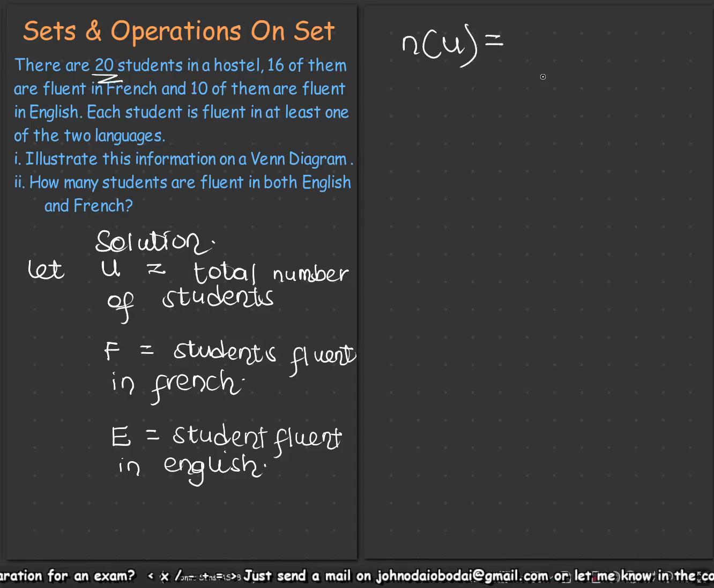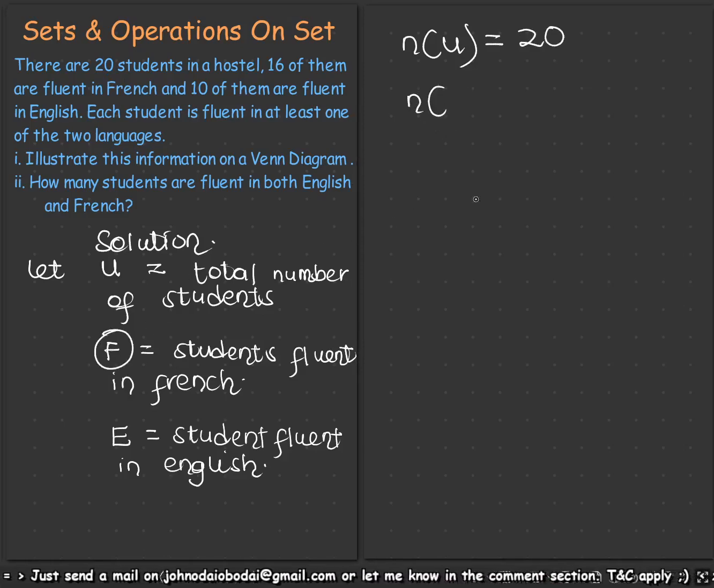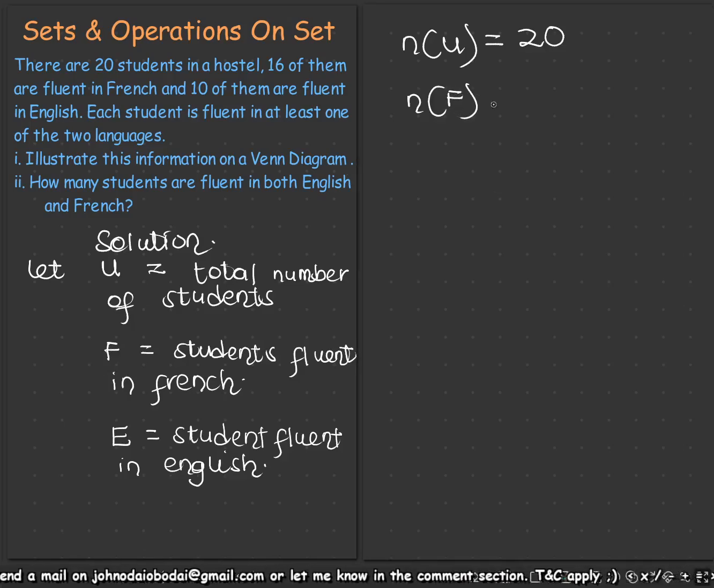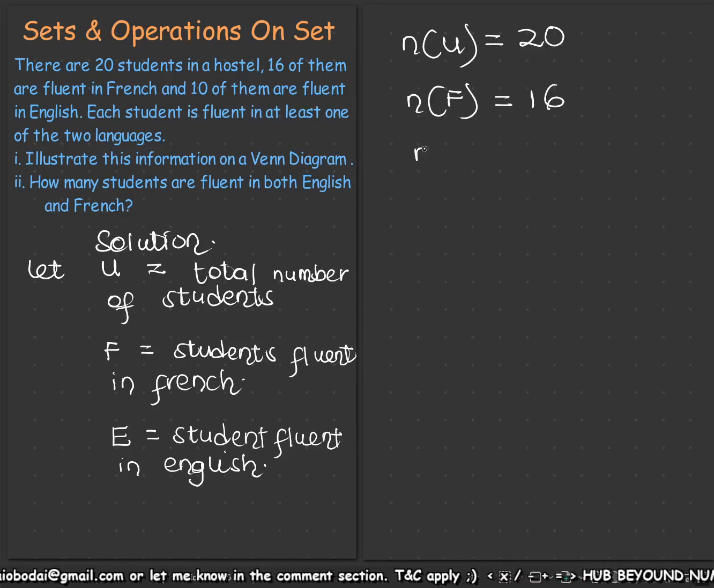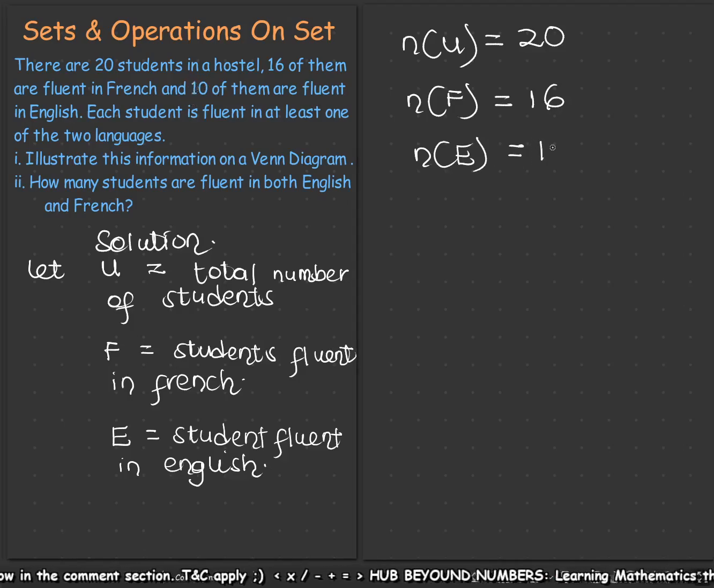So with that, we can see that the total number of students is 20. So you put 20 over here. And then the number of students who are fluent in French, as we have said, F, is 16. Now the number of students fluent in English is 10. So you write a 10.